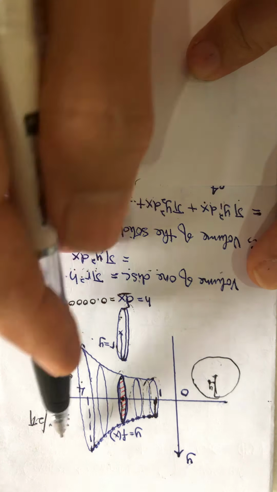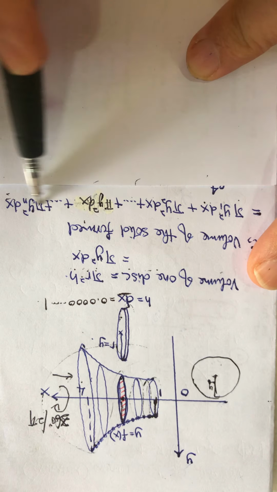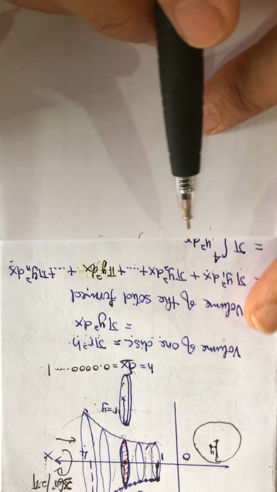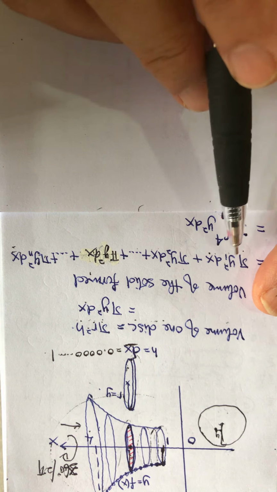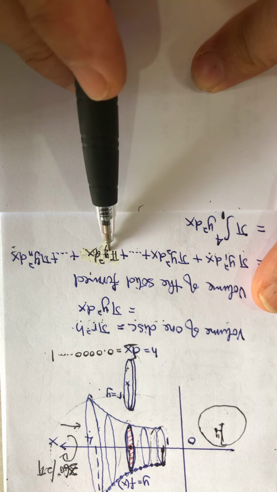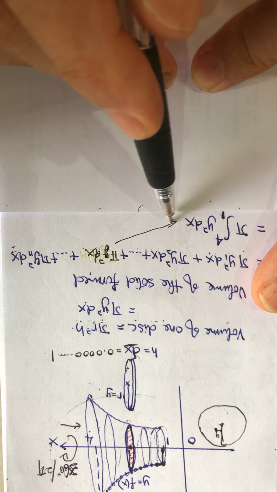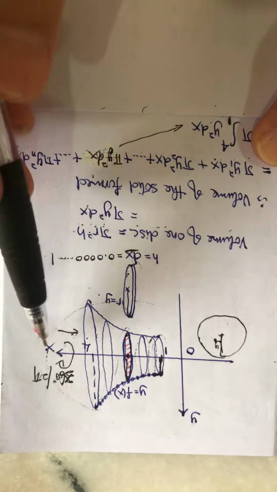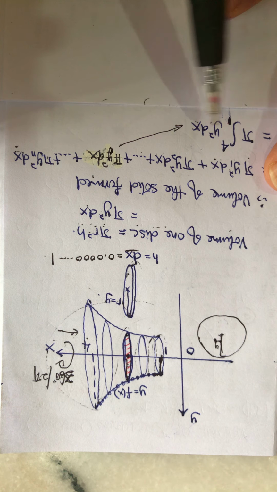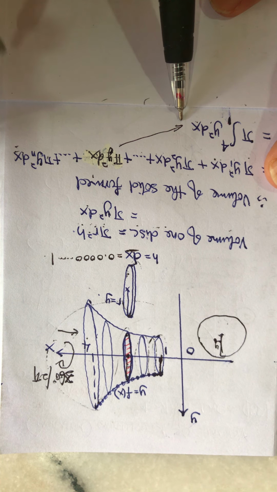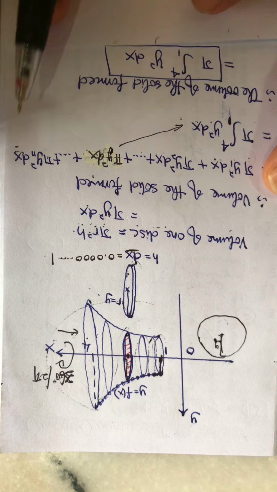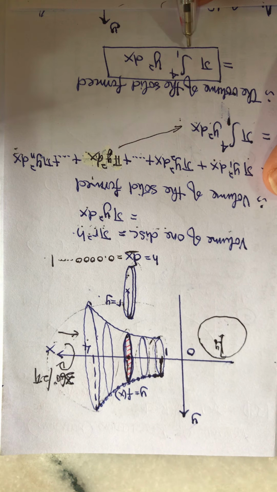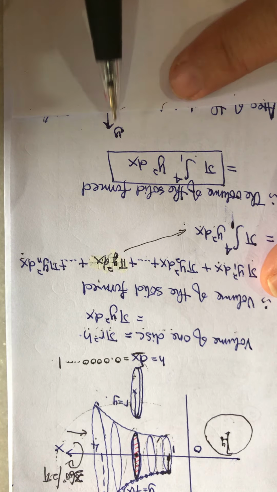So when you want to find the total volume, you have to add them up. So how to add them? You use integration. So you integrate. So this is the formula. When you rotate about the x-axis, this is the formula, pi y square dx. So the volume of the solid formed will be the integral of pi y square dx.